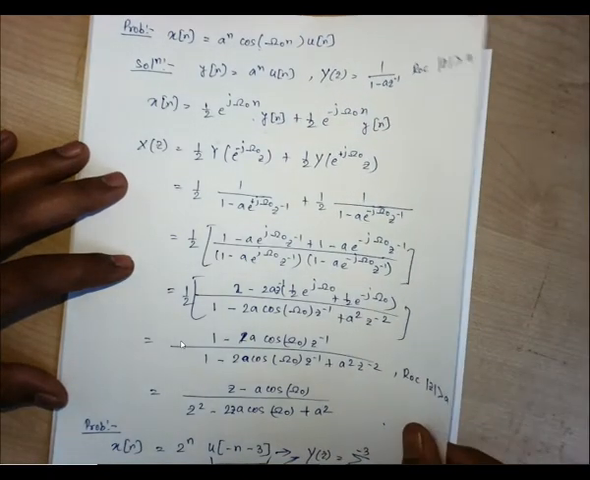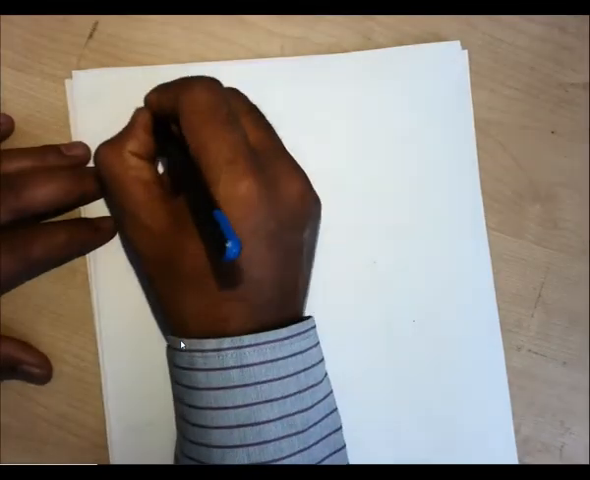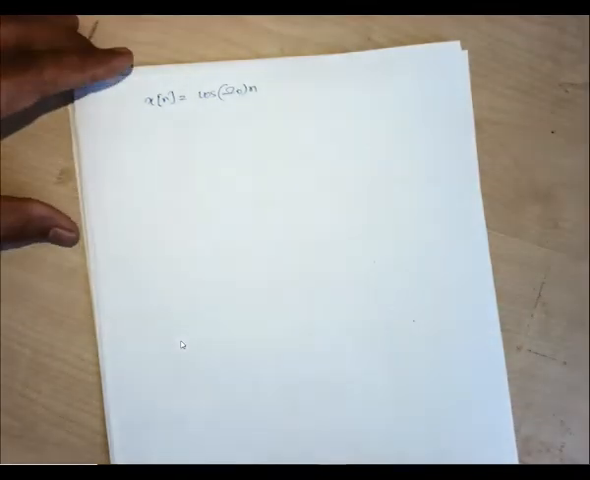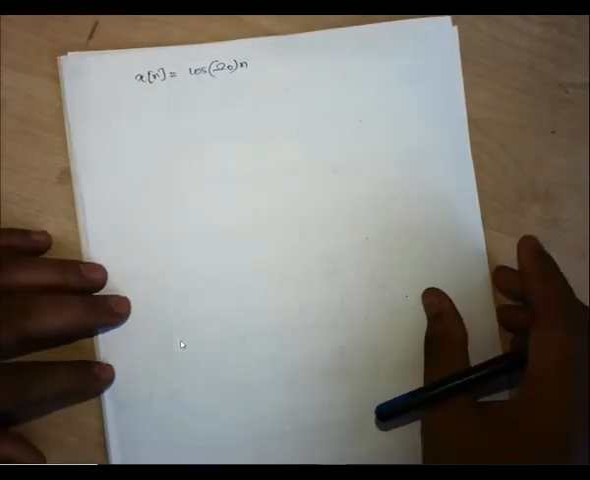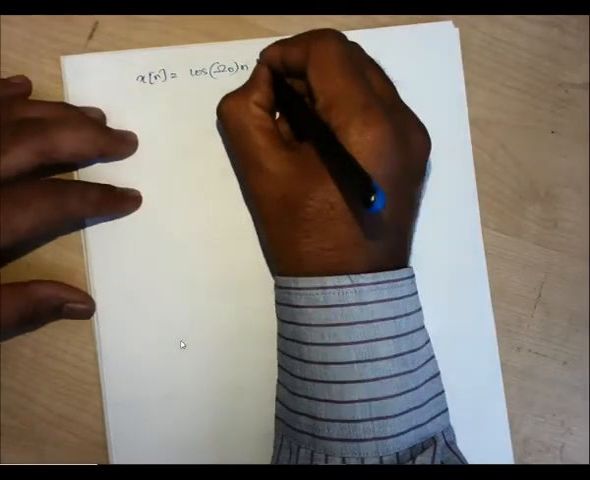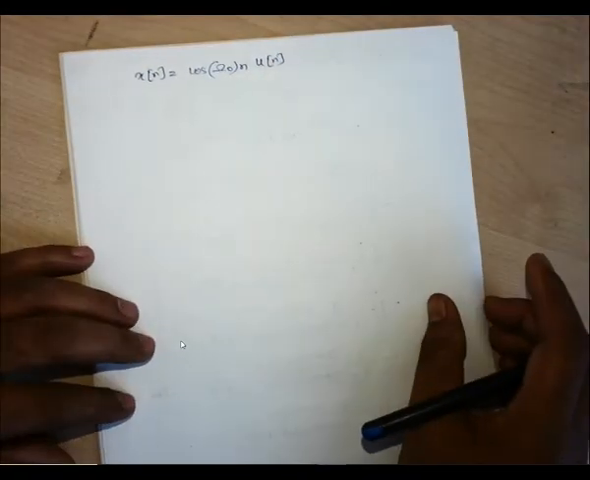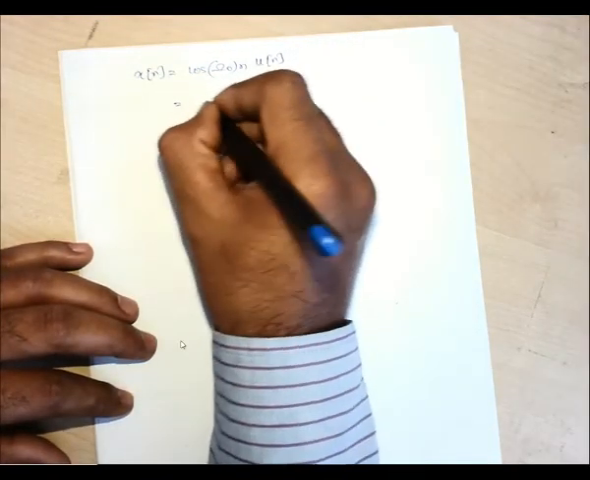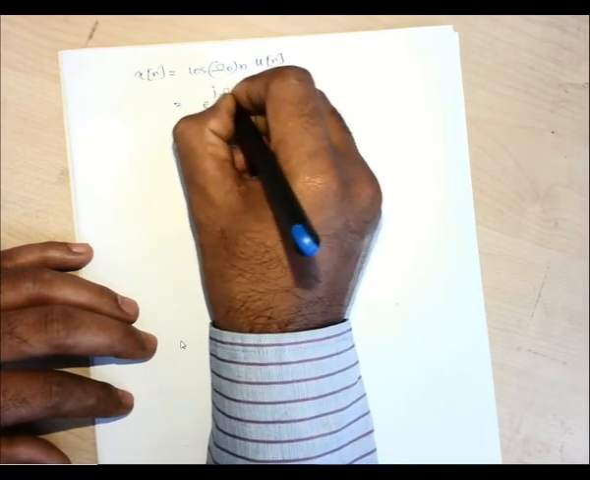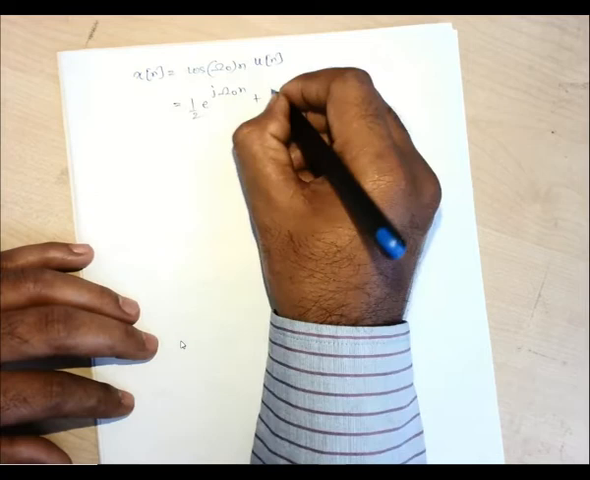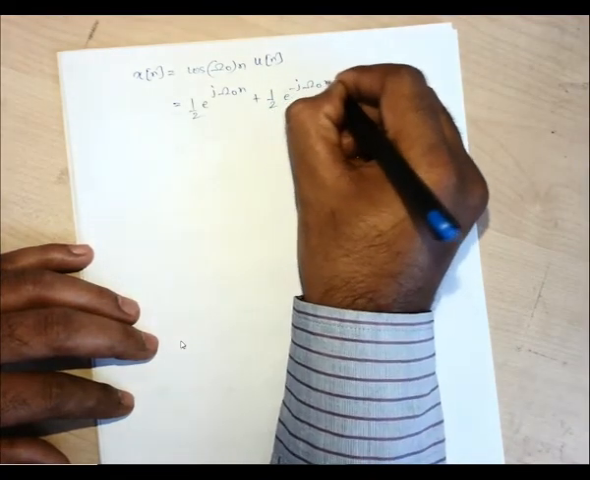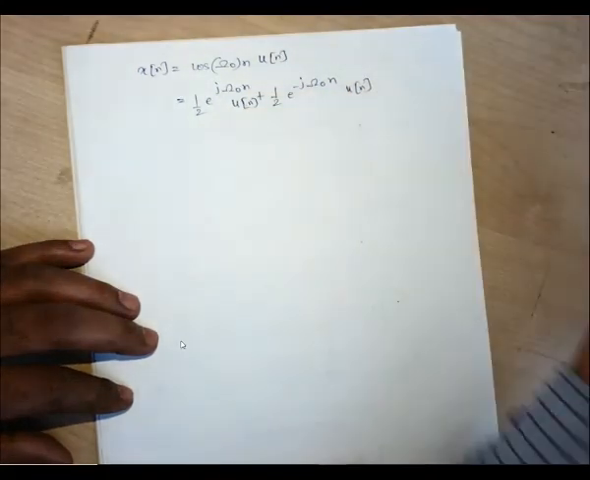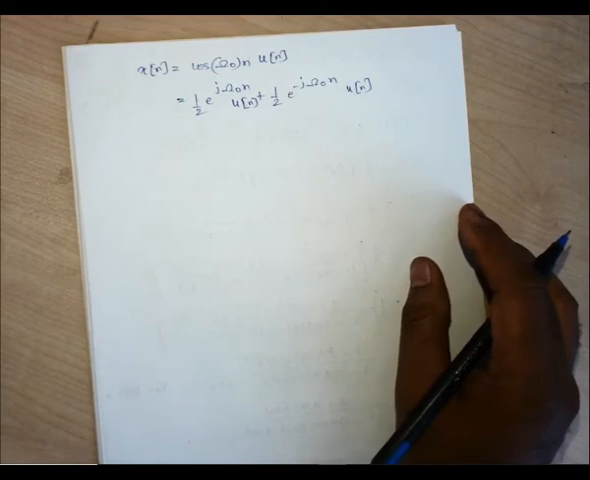So if we go with Euler's expansion, what will be the solution for this? I am just telling you something like this. If some signal x of n is given as cos omega naught n, u of n, how do we find x of z? First of all we are supposed to go with Euler's expansion. So that will become half e to the power j omega naught n plus half e to the power minus j omega naught n, u of n, right?